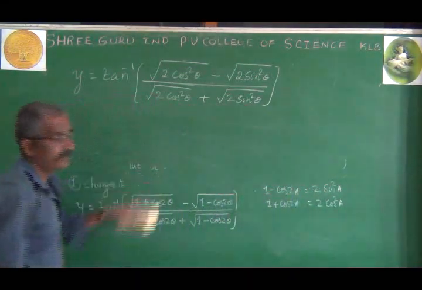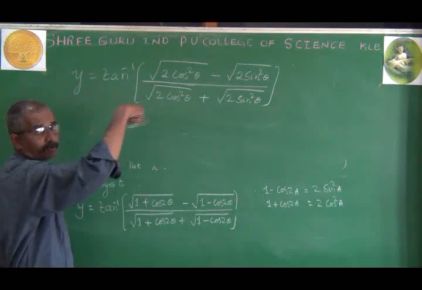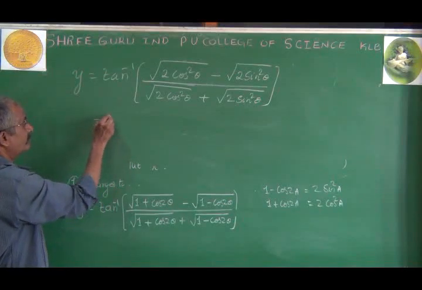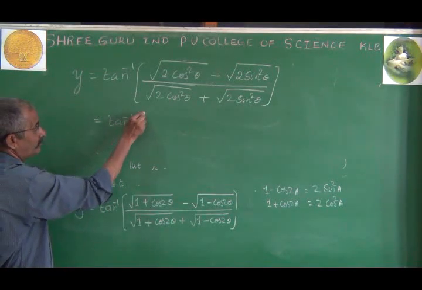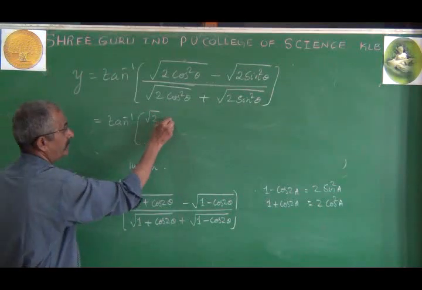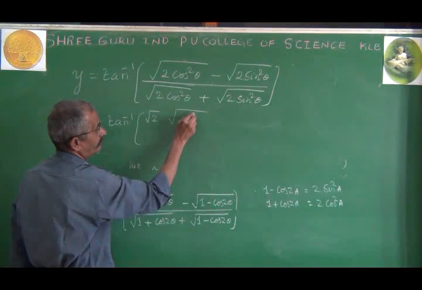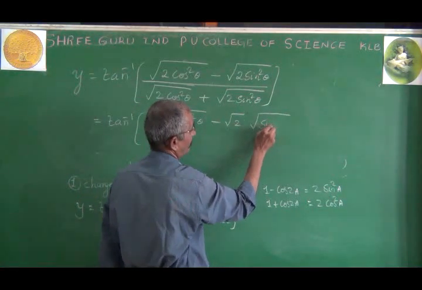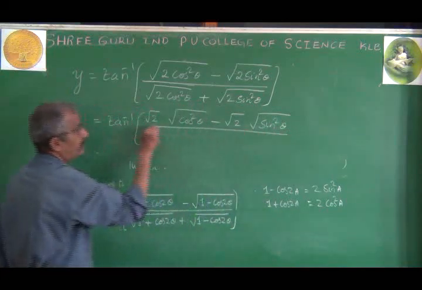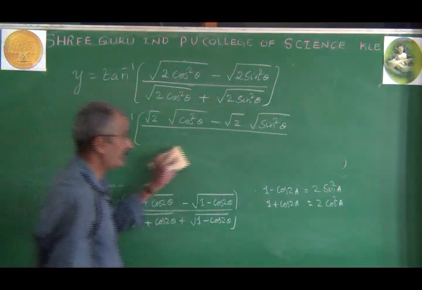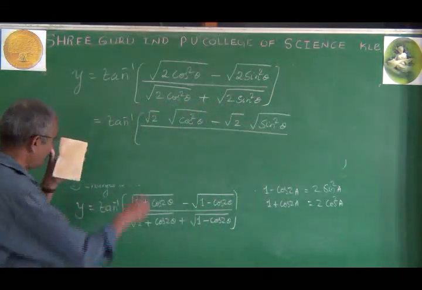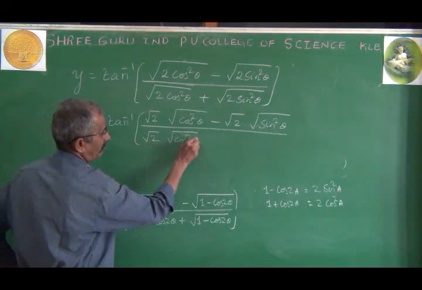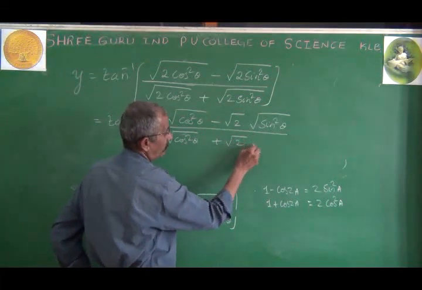Next, on simplification by laws of radicals, root AB means root A into root B. On that basis, root 2 into root of cos square theta in every term, that is equal to tan inverse of square root of 2 into square root of cos square theta minus square root of 2 into square root of sin square theta, divided by a similar step in the denominator, that is square root of 2 into square root of cos square theta plus square root of 2 into square root of sin square theta.